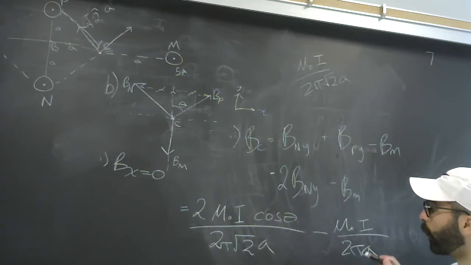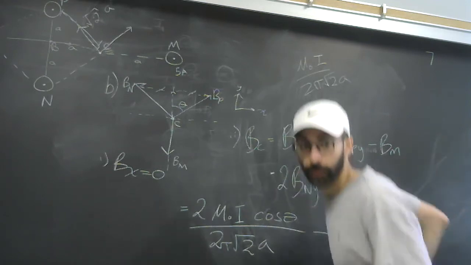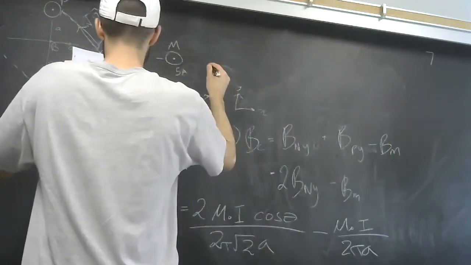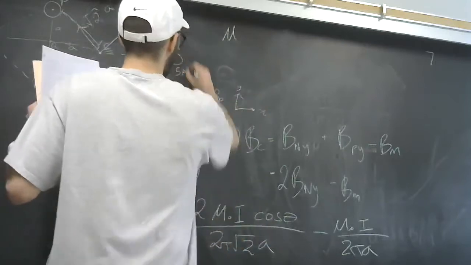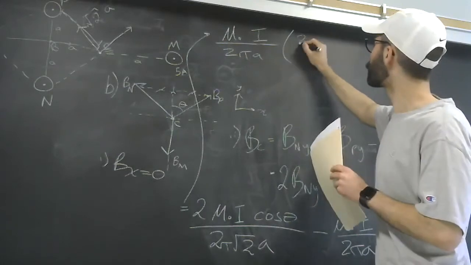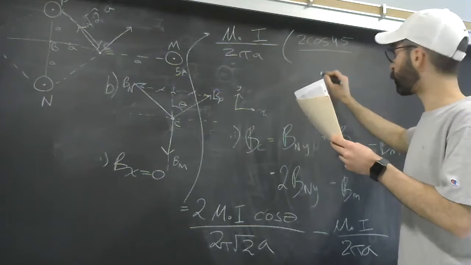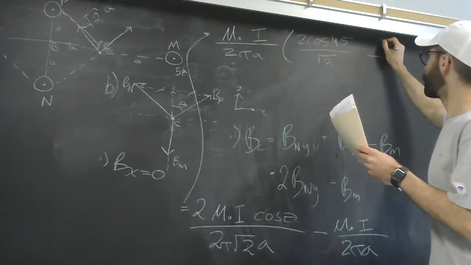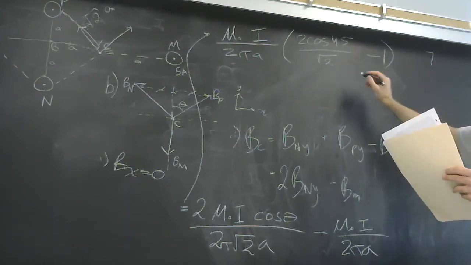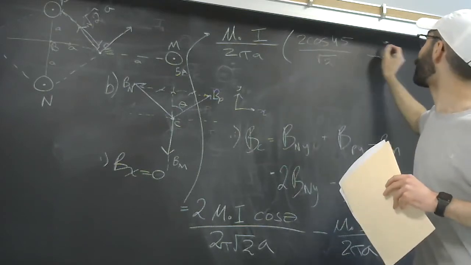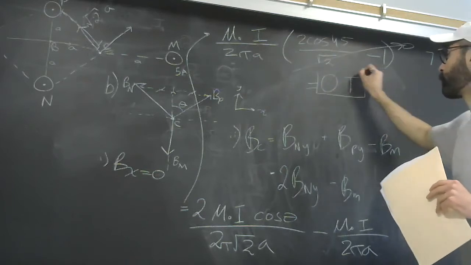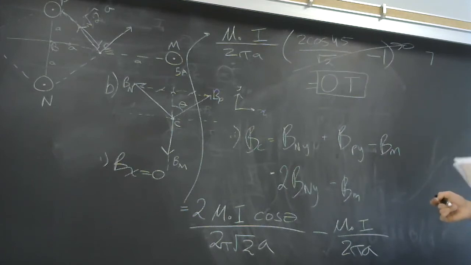Actually, let me do that factoring for you because I want to show you guys something. All right, so let's do some factoring. We're going to factor out the mu naught I over 2 pi a, and this is just a continuation from up here. So stay with me, guys. What are we left with on this side? 2 cosine 45 divided by root 2 minus 1. And this actually comes out as root 2 over 2, so 1 minus 1 equals 0. Therefore, this guy becomes 0, and anything times 0 equals 0. So that means the net magnetic field at C is actually equal to 0. And this is just a proof you would do by plugging into your calculator and seeing that.